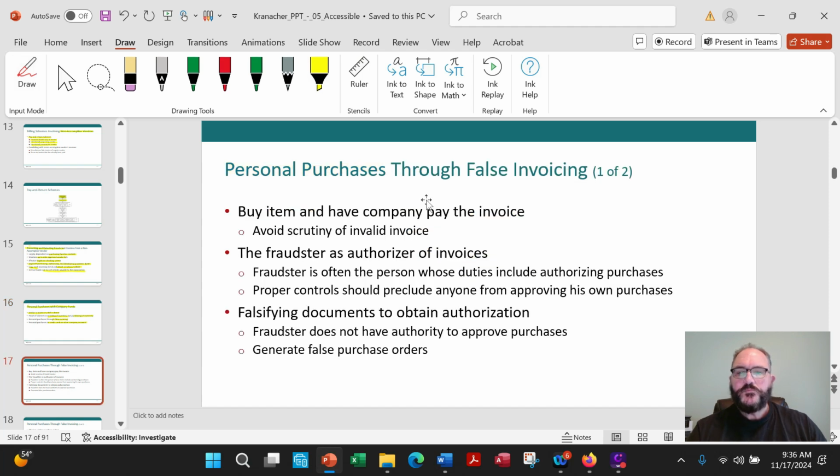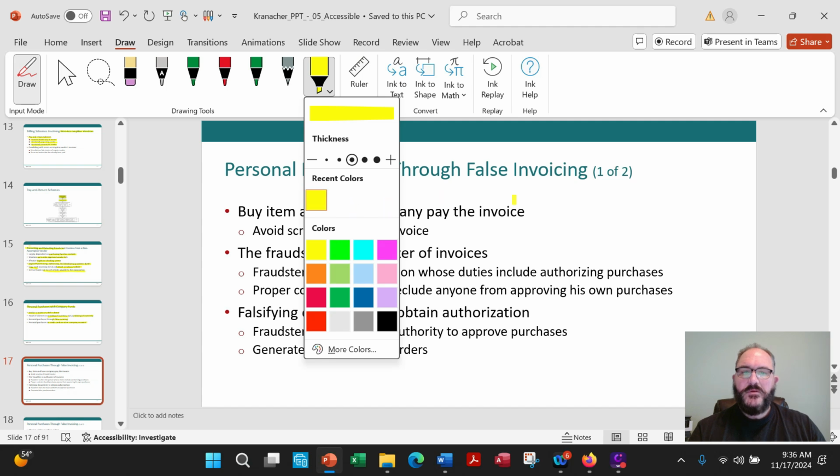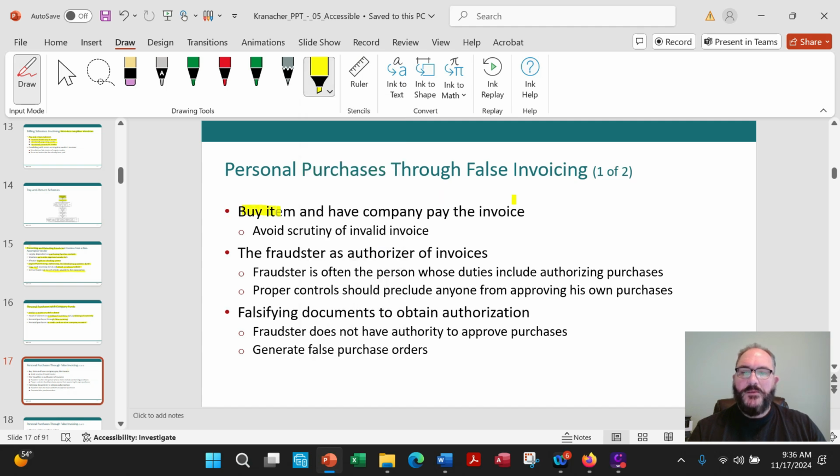So here's a couple of examples that they give. Buy an item, have the company pay the invoice. Kind of common. And then you don't have to worry about having any invalid invoice. Also, you could be the authorizer. So you could approve your own purchases.